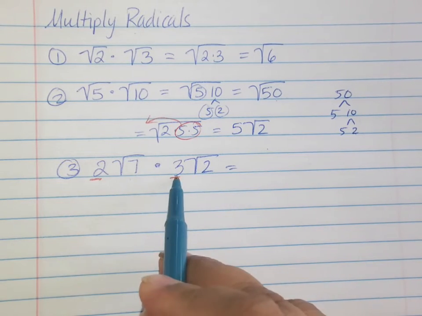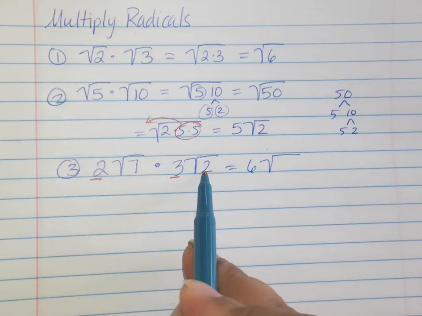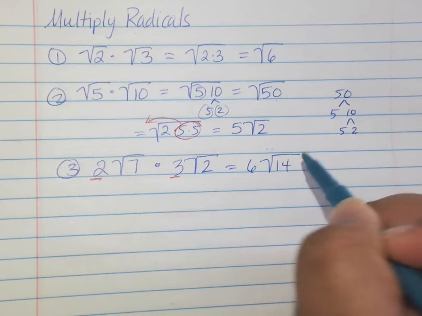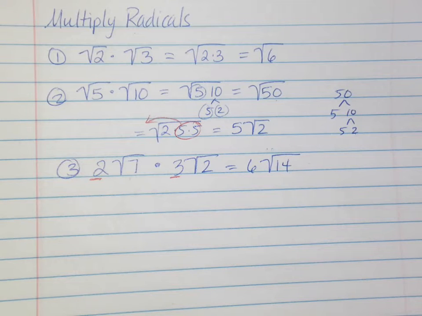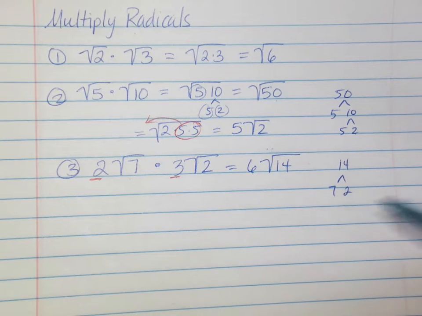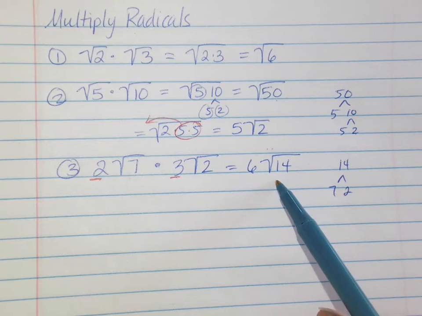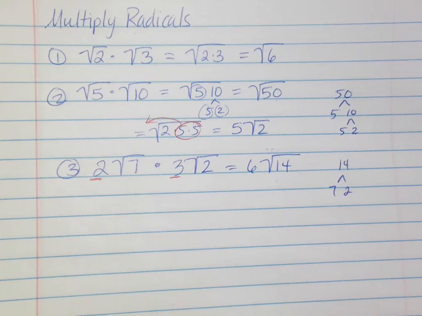So 2 times 3 would be 6. 7 times 2 would be 14. Can we simplify that? Well, we can check real quick. 14 is 7 times 2, but we can't break it down anymore. There's no pairs in there. So that's your simplified answer. Let me do one with variables and then we're done with this video.